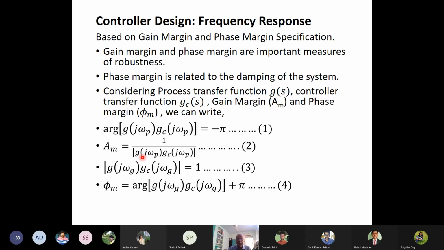The gain margin is basically the difference in gain at the phase crossover frequency, the difference in gain from unity. So in this case, A_M will be 1 by the modulus of G(j omega_P) G_C(j omega_P), where omega_P is the phase crossover frequency.